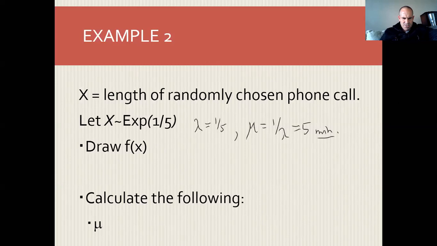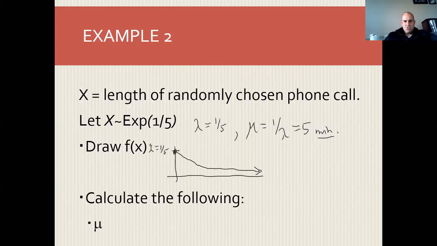Draw f of x, or draw the density. Remember what I told you? What you basically have is lambda, which is 1/5, right here. And this thing decays down like this. That's one reason why it's called the exponential distribution: you have exponential decay. We already found mu. Mu is equal to 1 over lambda, which is 5.